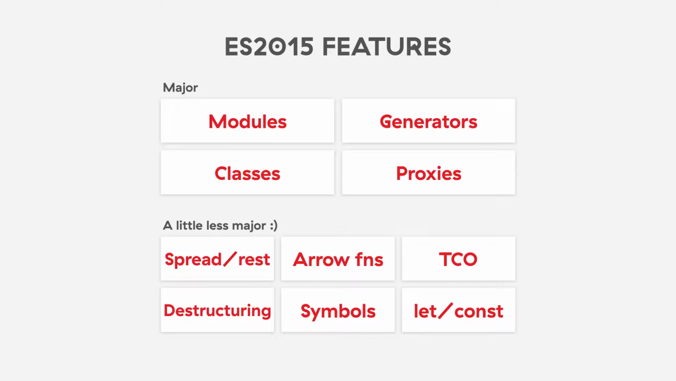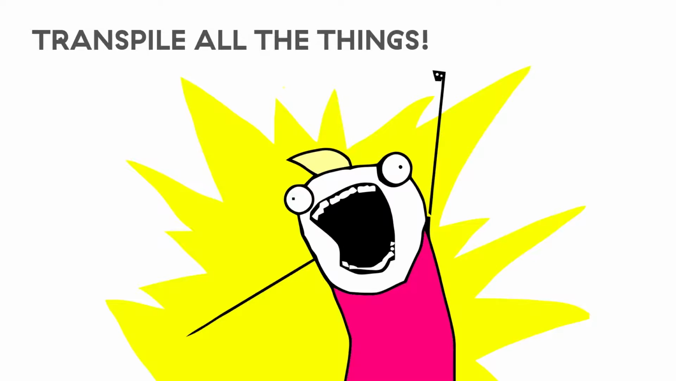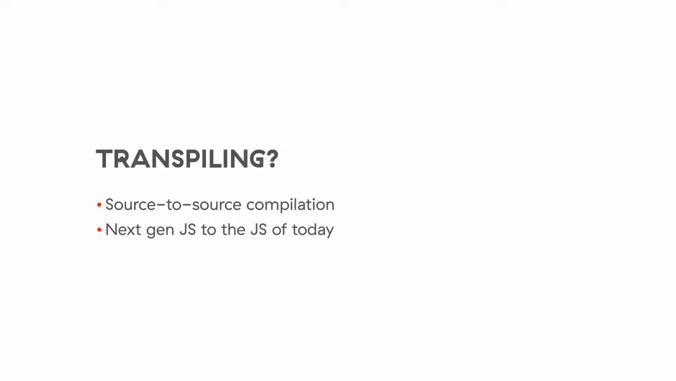So we probably want to use all these features, right? But it's not that simple, because we need to transpile them. What's transpiling? Transpiling is defined as source-to-source compilation. So you have one source code and you're compiling it to another source code that you are running.